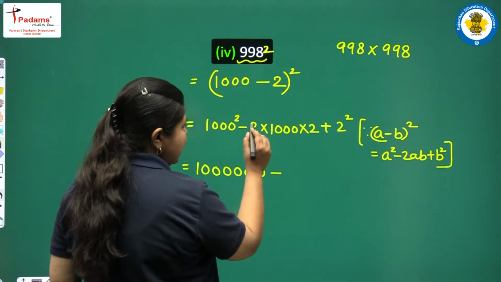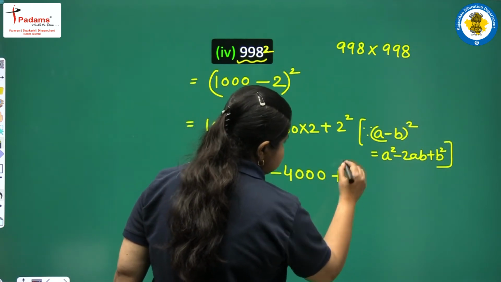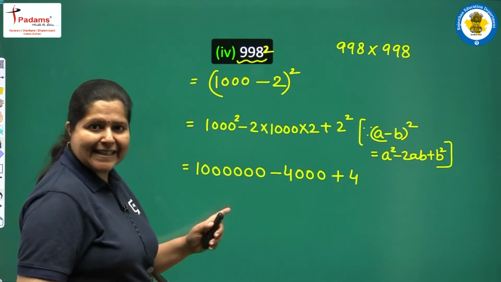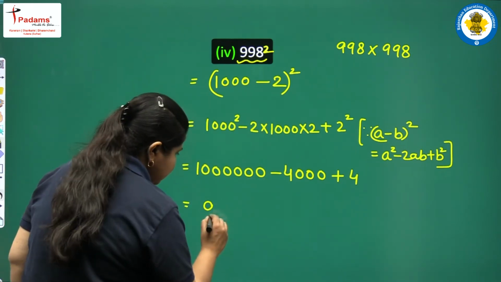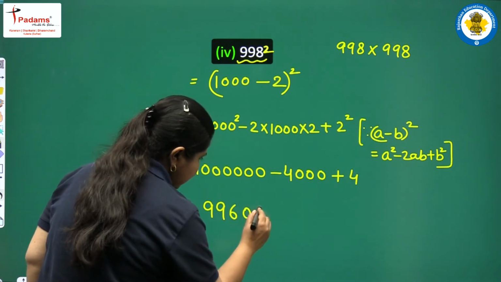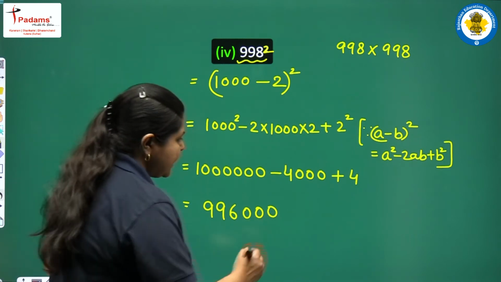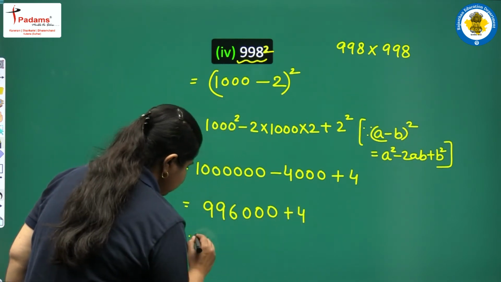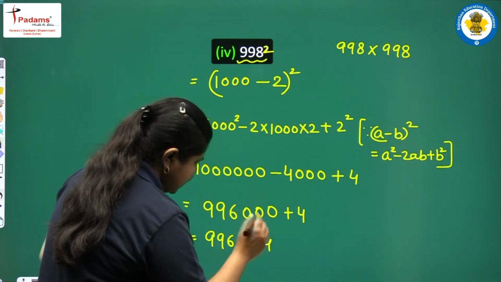Minus here you will have 2 2s are 4 and 4000. And plus 2 square is 4. Getting it? Now 10 lakh minus 4000, it will be 996 and zeros, 9,96,000, and plus 4 here. So this will be 9,96,004. This is the answer.